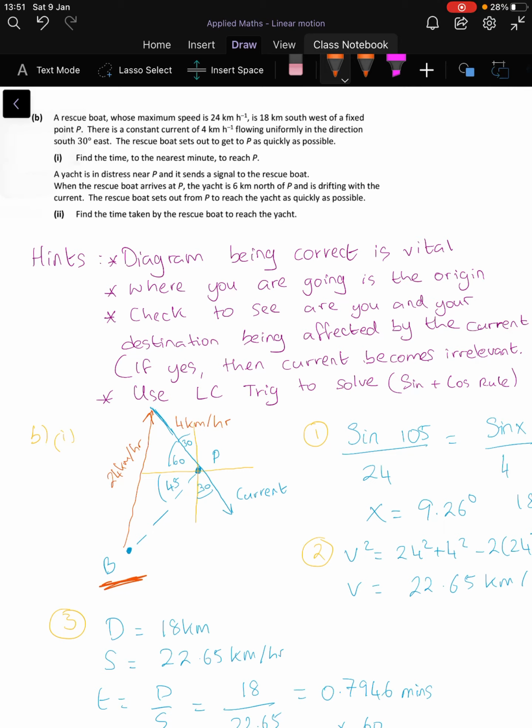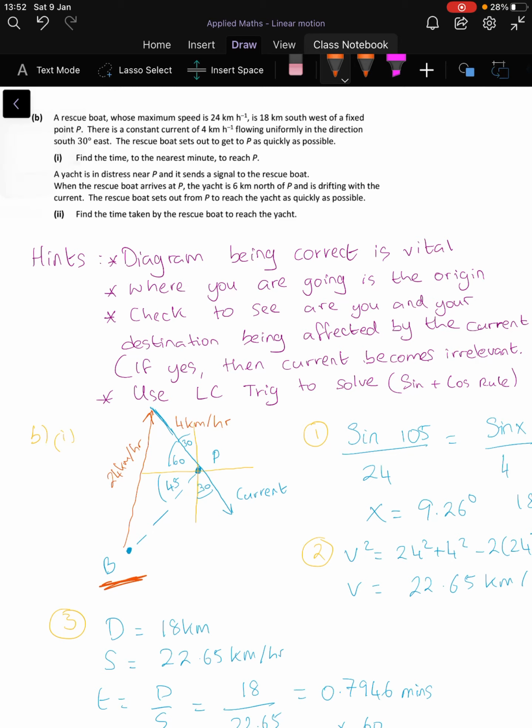The next thing then that I've done is I know that there is a constant current of 4 kilometers per hour flowing uniformly in the direction south 30 degrees east. So that's the next thing that goes in. My first thing that I've drawn is the boat B and the point P. I've drawn my X and my Y axis and my blue dotted line going from B to P. The 18 doesn't go down there because that's a specific distance.